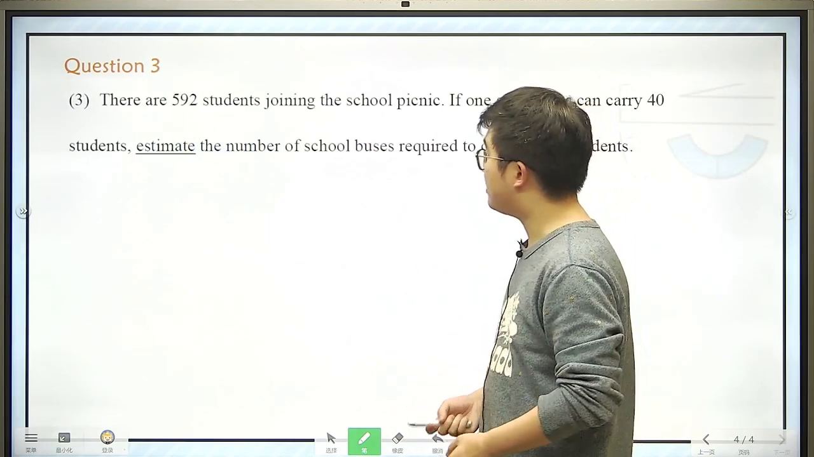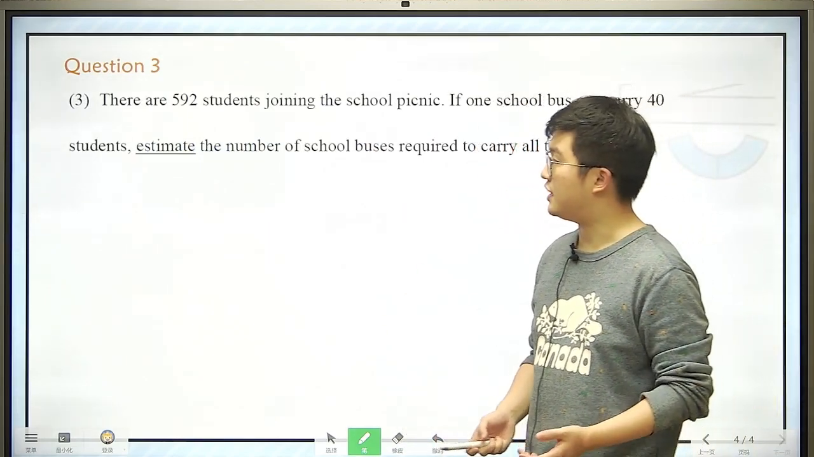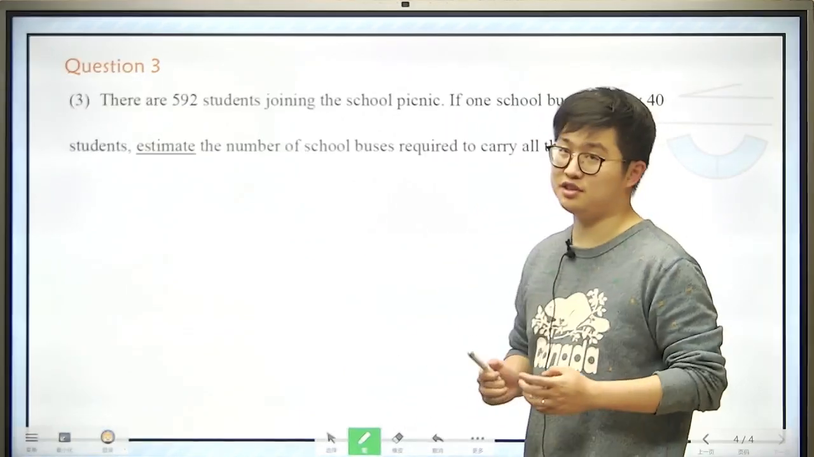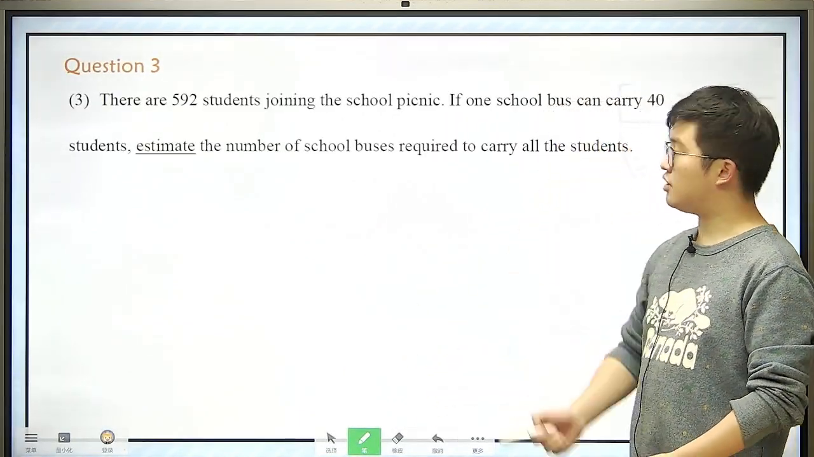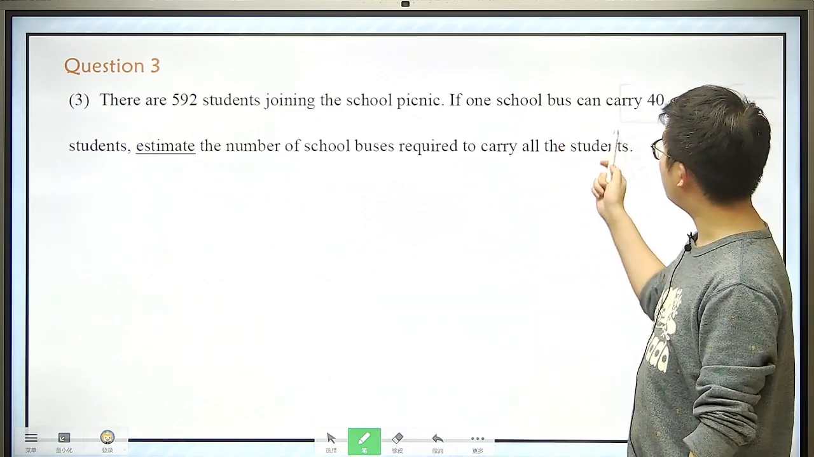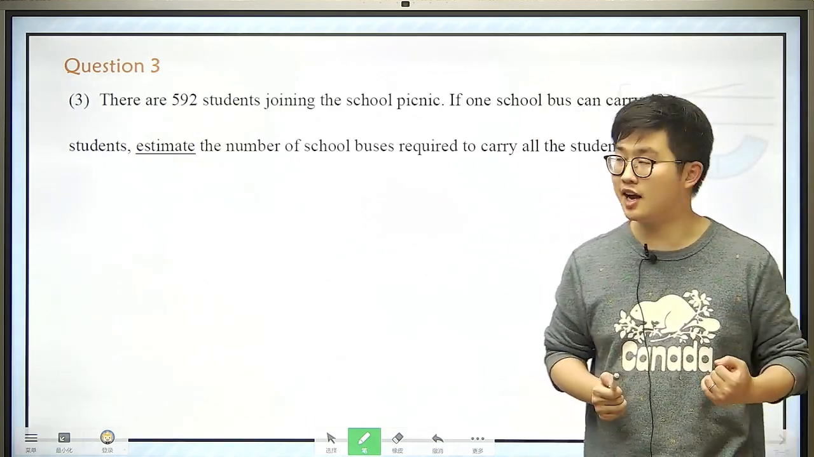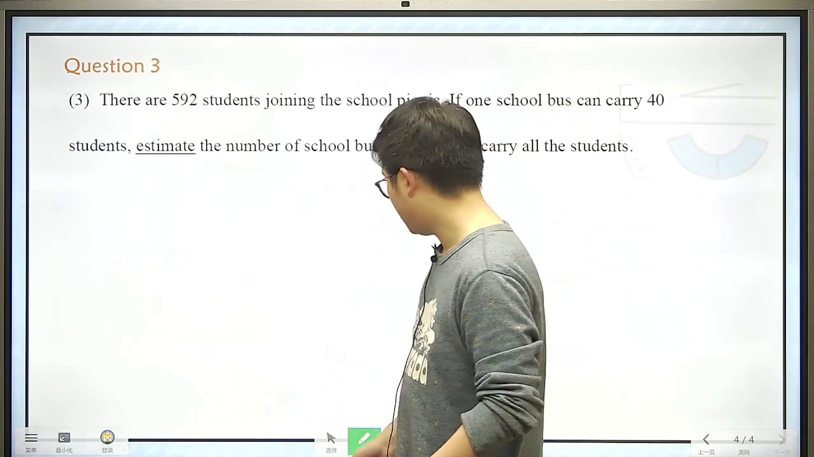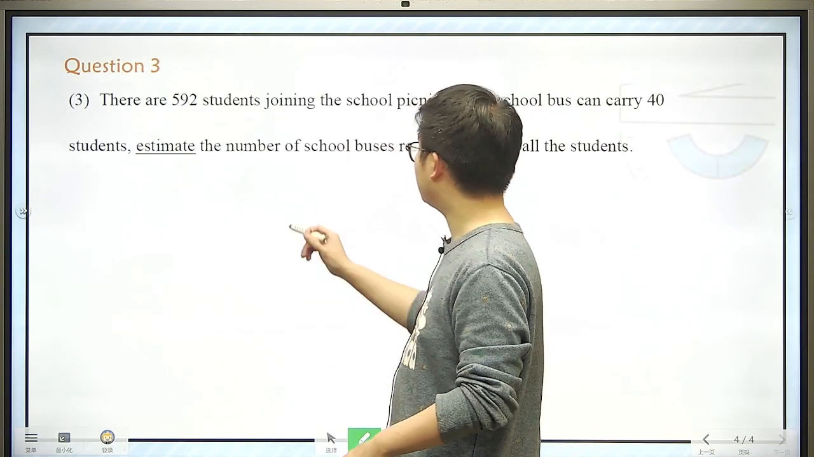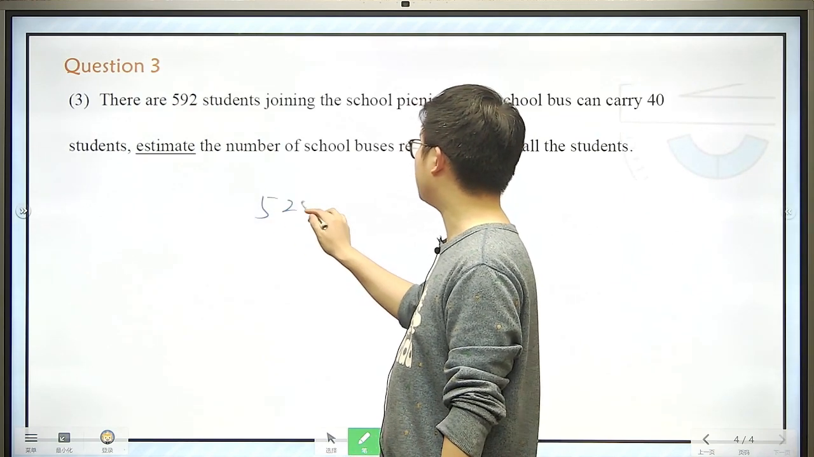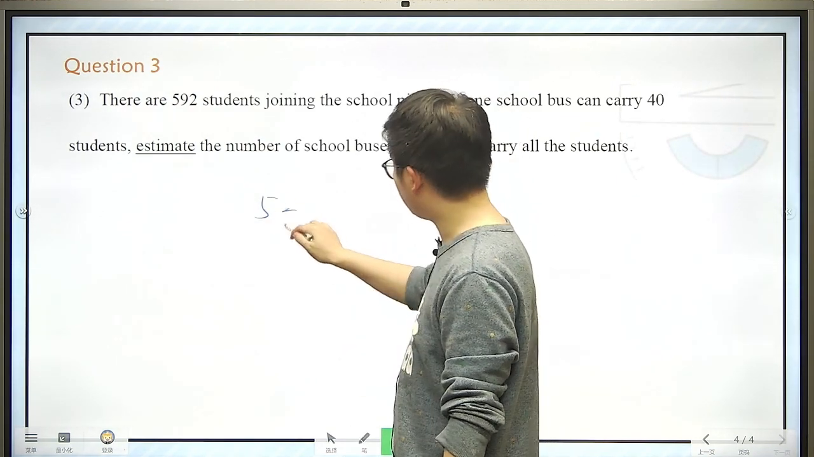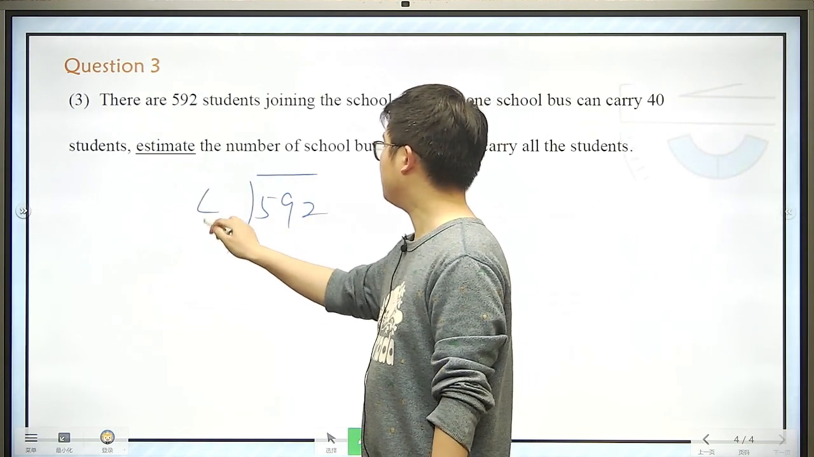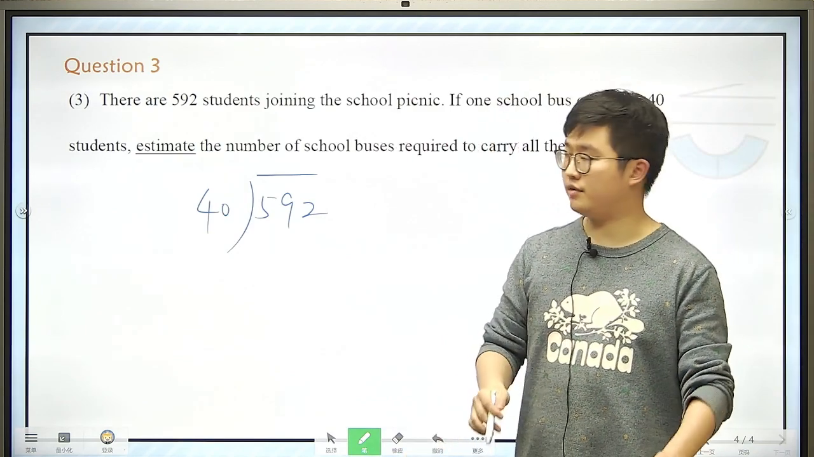And now let's look at our final question. There are 592 students, a lot of people, going to a picnic, and the school bus can carry 40 students at a time, and we need to estimate how many buses we need. Now this question, I strongly suggest that we just do the division, because the numbers are quite straightforward.